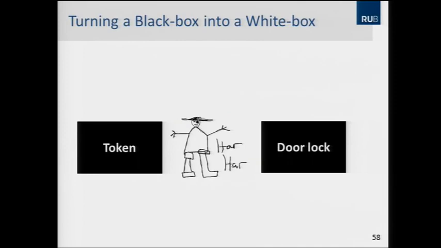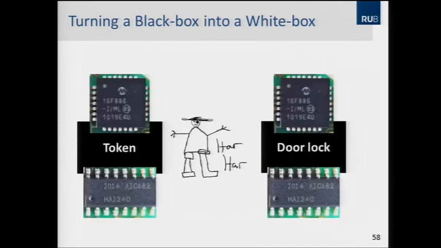system. We opened both tokens and locks and found a PIC microcontroller here, and also a custom ASIC put there by the manufacturer. So our first intuition was, okay, all the crypto is in the ASIC, of course. Who would build an ASIC to do non-crypto stuff?